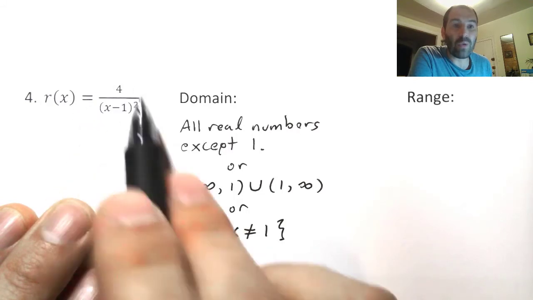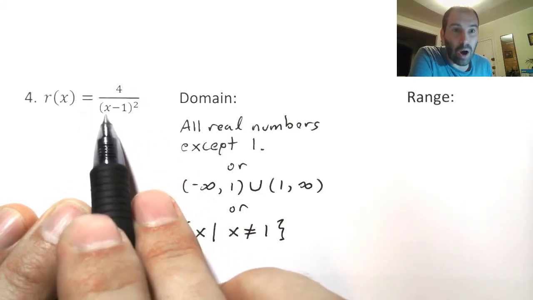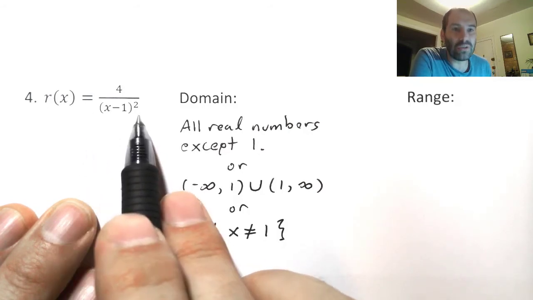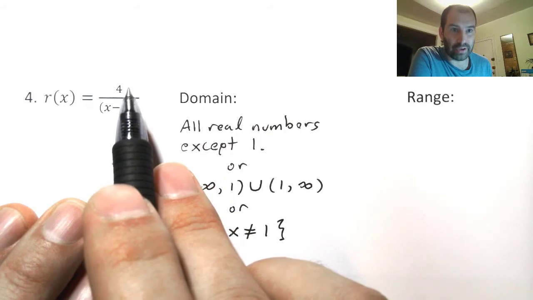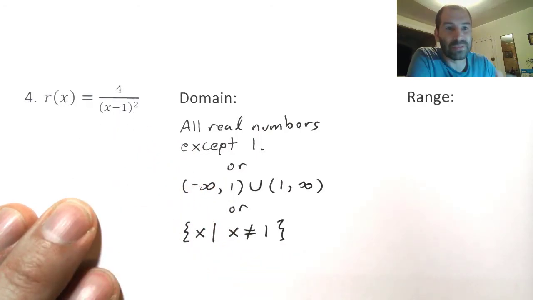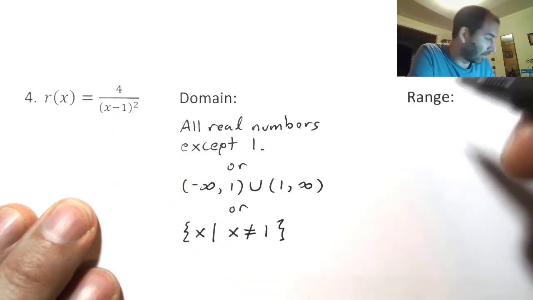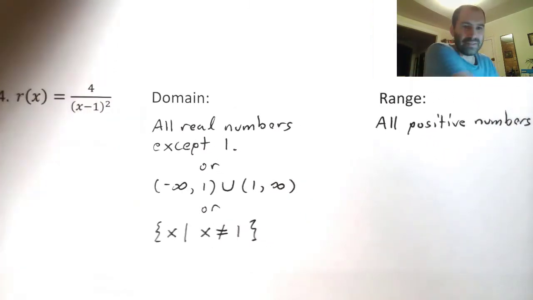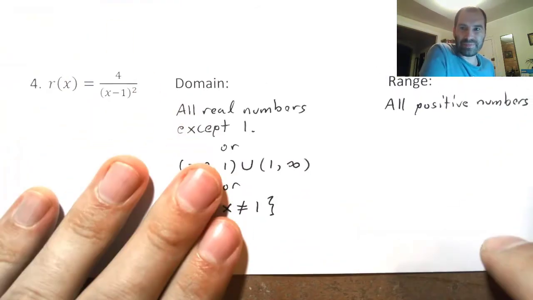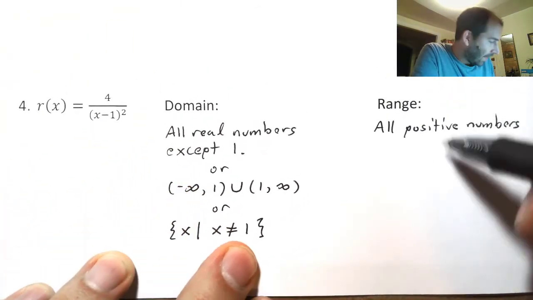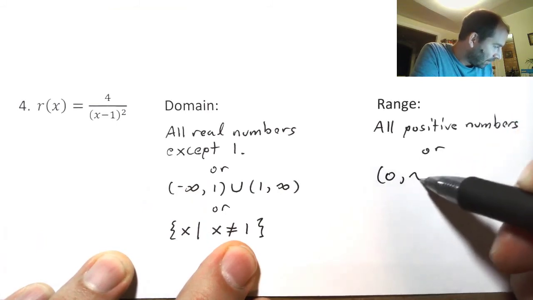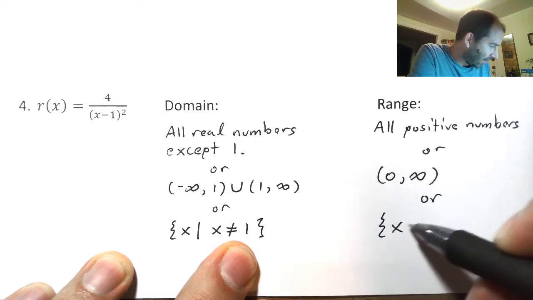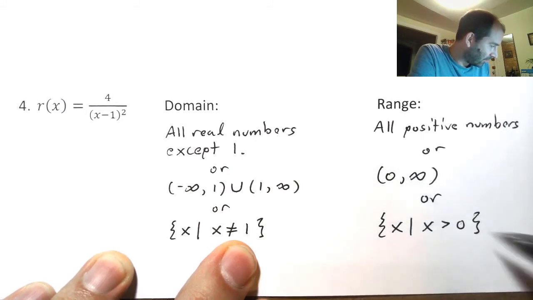So I can make this as big as I want just by making the denominator small, and I make the denominator small just by letting x be close to 1, right? So this can be as close to 0 as we want, and it can be as big as we want. So the range is the set of all numbers from 0 to infinity, all positive numbers. Went off the screen there. Let me zoom out. All positive numbers. As an interval, that'd be the interval 0 to infinity. In set builder notation, it would be the set of all x such that x is greater than 0.